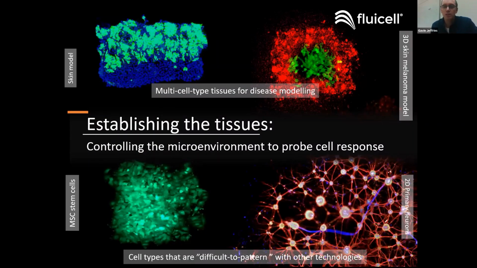Sometimes it's more interesting to work in 2D models. Sometimes it's 3D models, as we can see in the top, both with skin. On the right side, there's a malignant melanoma model. But sometimes it's more interesting to actually just control the local environment. So we've done projects and work with people on actually patterning the local microenvironments of stem cells, these being MSC stem cells. And on the bottom right, we can equally see printing and patterning and actually allowing primary neurons to form processes, to form connections to other cells.